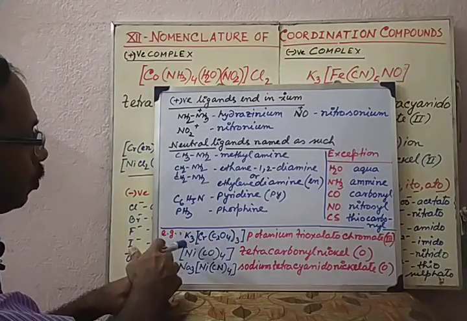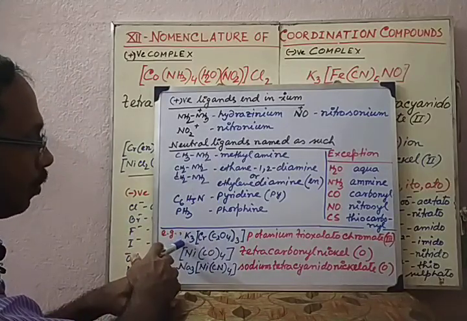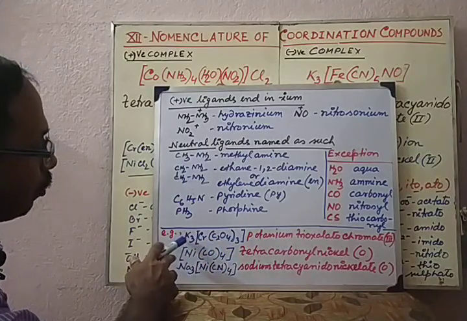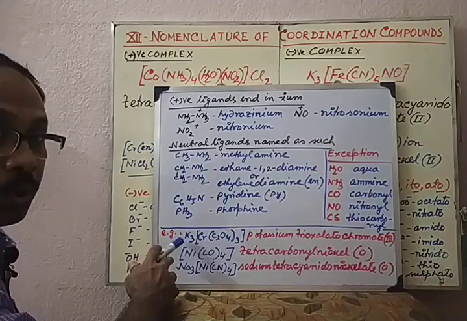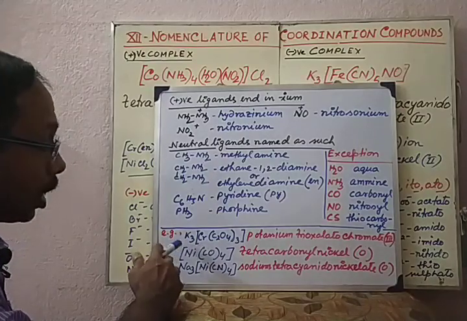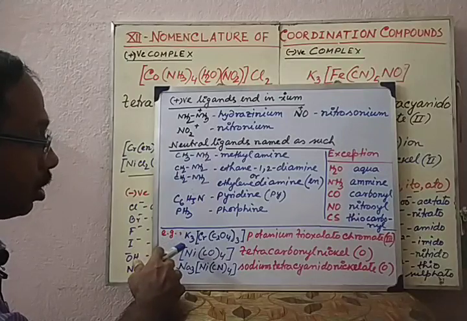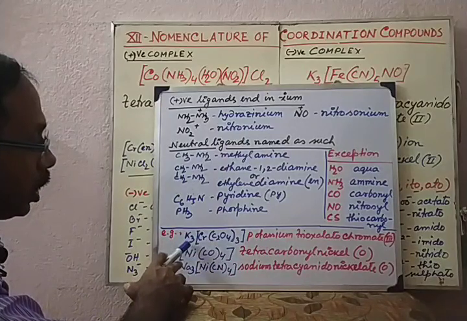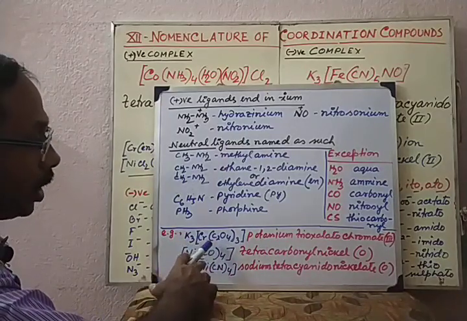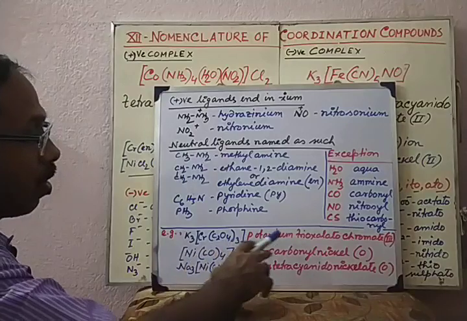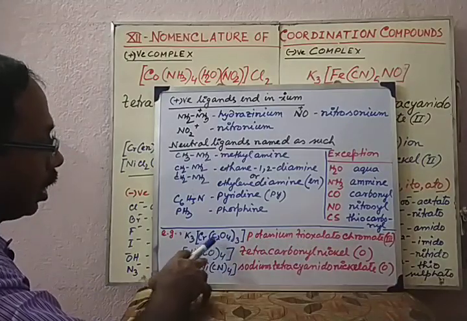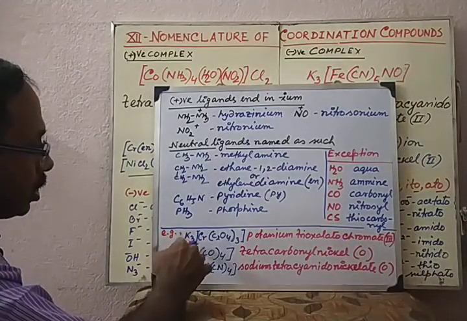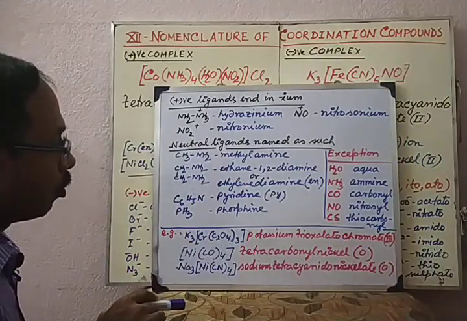So we have to start with the positive part, that is potassium. Though there are 3 potassium ions, we don't write the counter ions in multiple numbers as di, tri, like this. So we only write potassium. Then the name of the ligand, trioxalato. Then chromium.